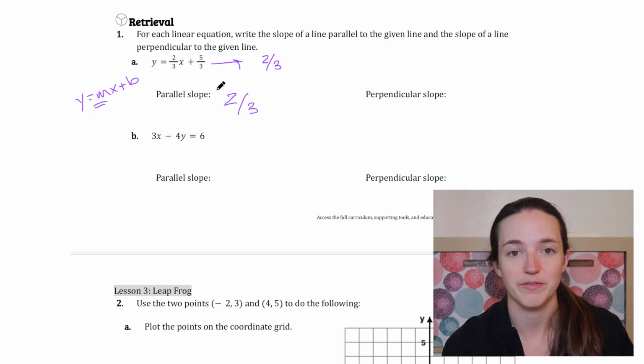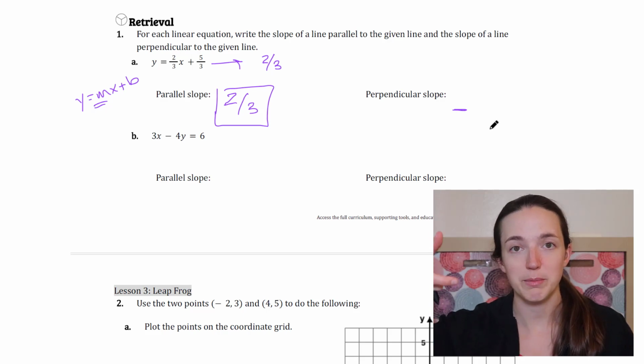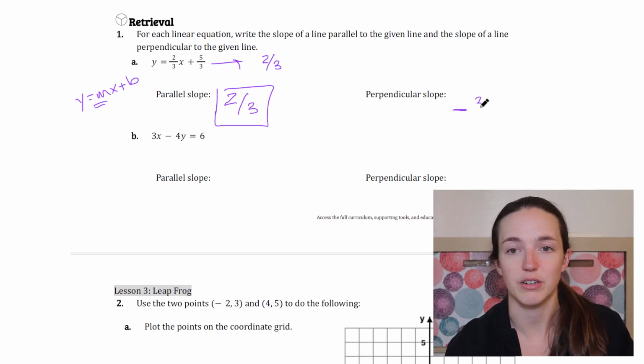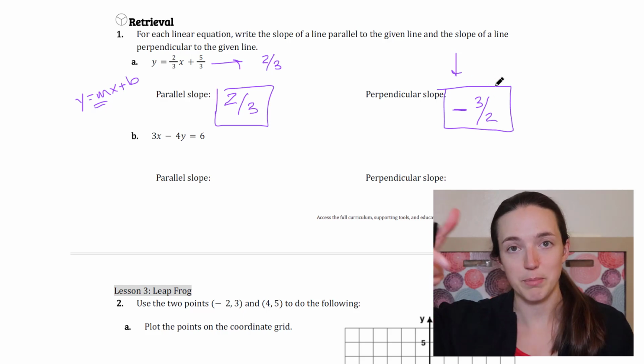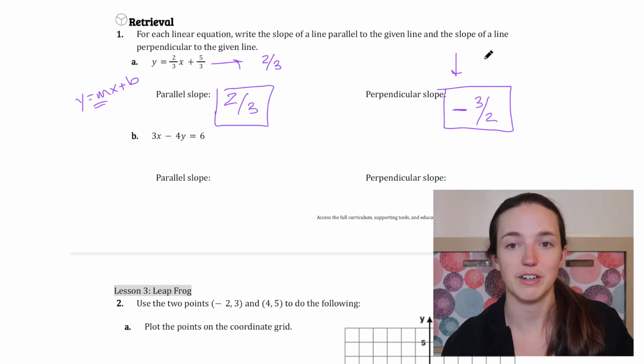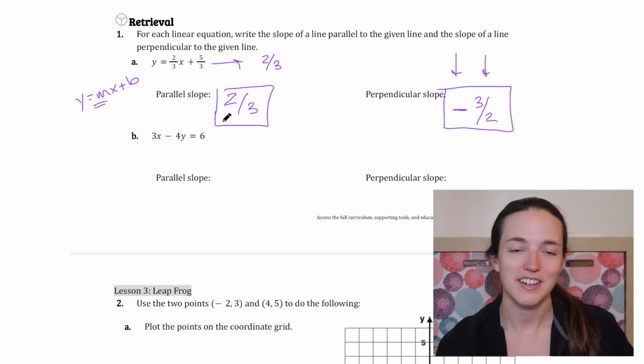It's 2/3. Perpendicular slope, we have to do two things. First, we have to change the sign. So since this original slope was positive, we're going to make our perpendicular slope negative. And then we have to flip the fraction around. So -3/2. That's called opposite reciprocal. Opposite refers to the sign changing. Reciprocal is when you flip a fraction around. So opposite reciprocal.